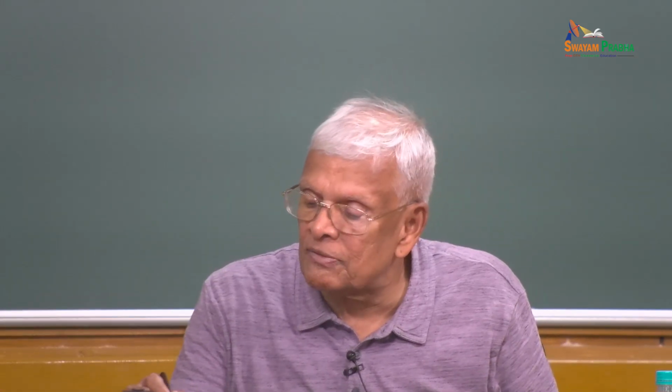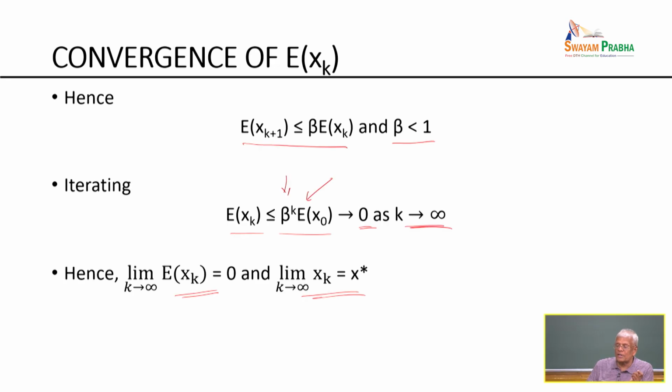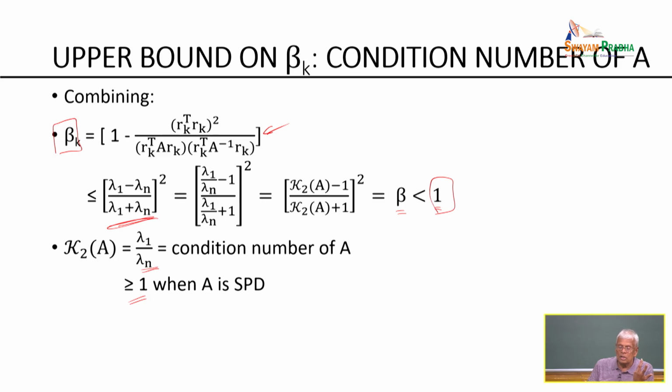However, the rate of convergence depends on the value of beta. If beta is very small, convergence is faster. Beta is always less than 1. The closer beta is to 1, the slower is the speed of convergence. The closer beta is to 0, the faster is the rate of convergence. But whether slower or faster, you and I do not have any control. It depends on kappa, which depends on the ratio of lambda, the maximum eigenvalue, to the minimum eigenvalue. Therefore, everything depends on the matrix A.